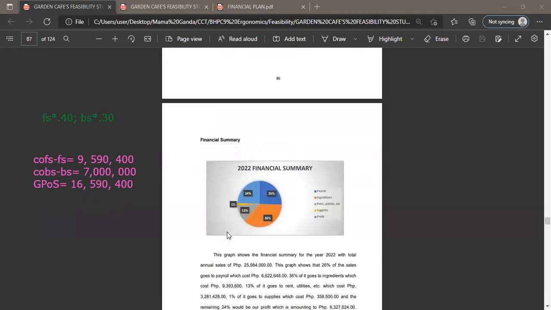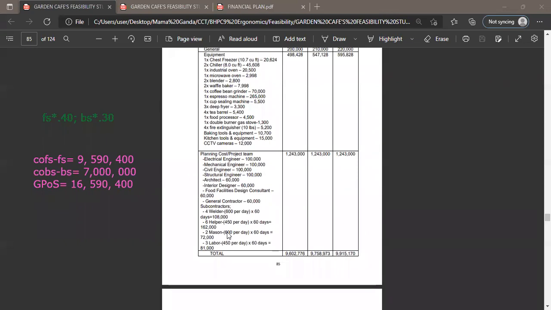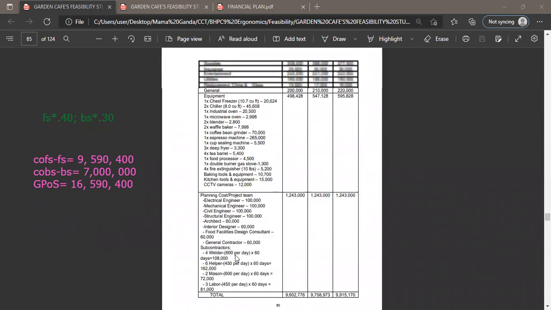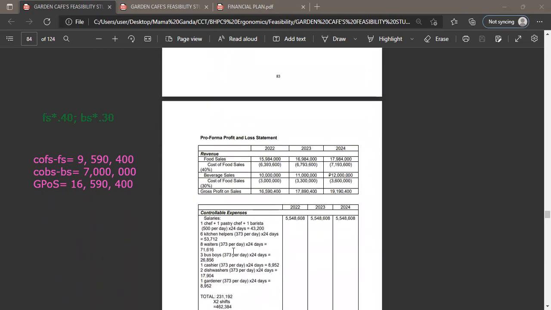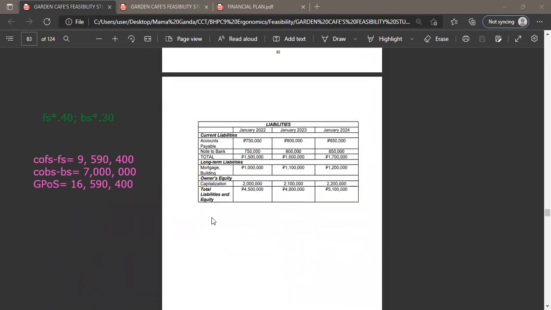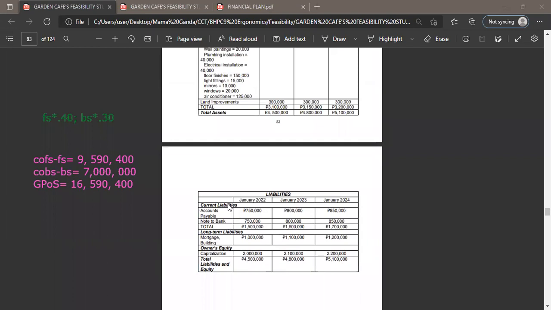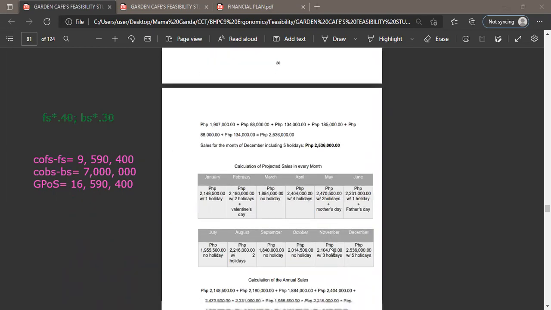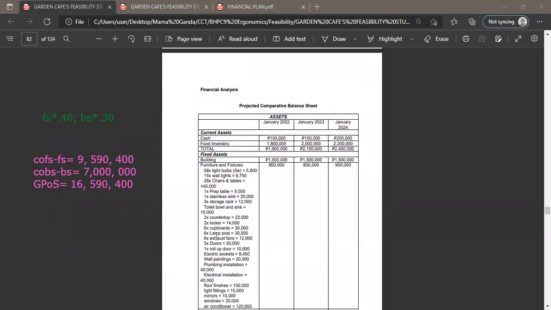So that's it for the financial plan computations. In order to derive the total liabilities and equities and total assets, these are explained in the previous video I sent to you.